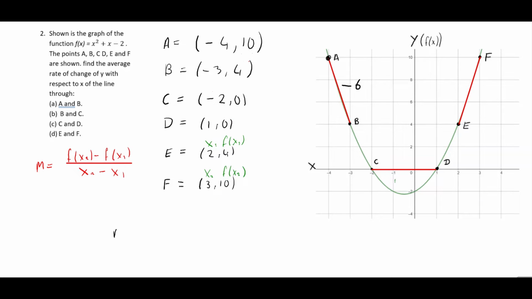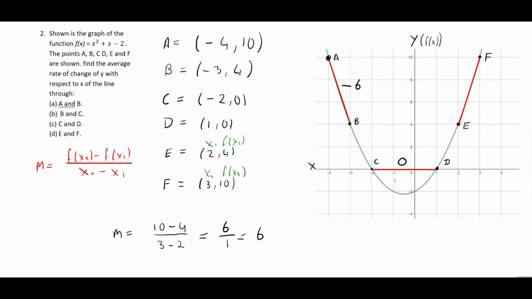So for our final one then, we're going to get m is equal to f of x2 minus f of x1, so that's going to be 10 minus 4 over 3 minus 2. And as you'd expect, because this one is going up, we're going to end up getting a positive slope. I'll put in my slope of 0 there. So 0 here, -6 here, and then this one is going to be 10 minus 4, which is going to give us 6 over 1. So we're getting a slope of +6.